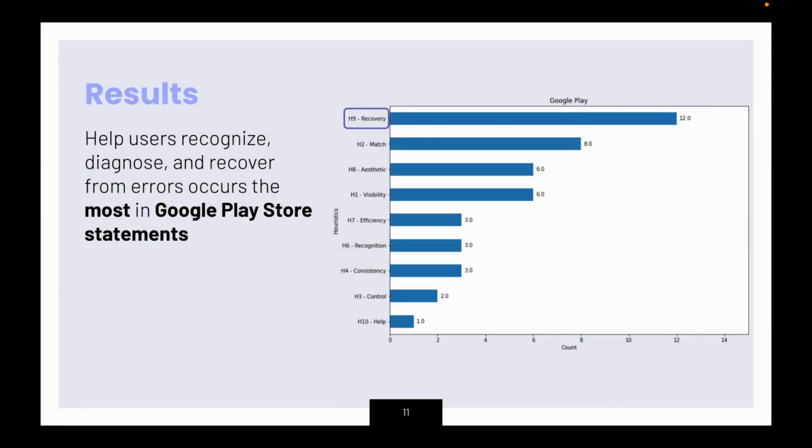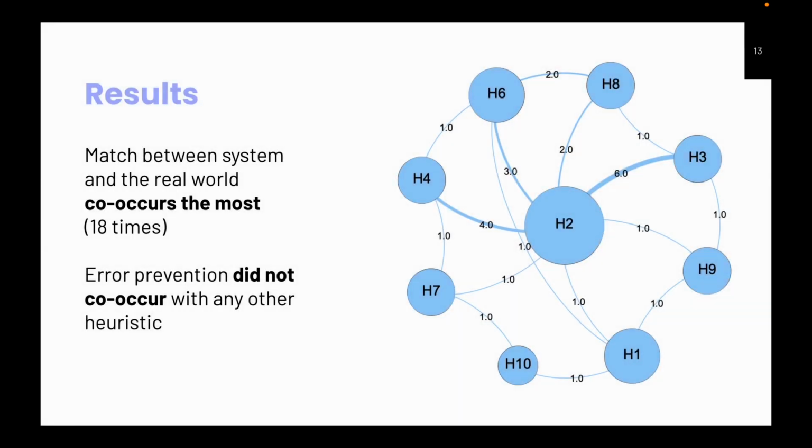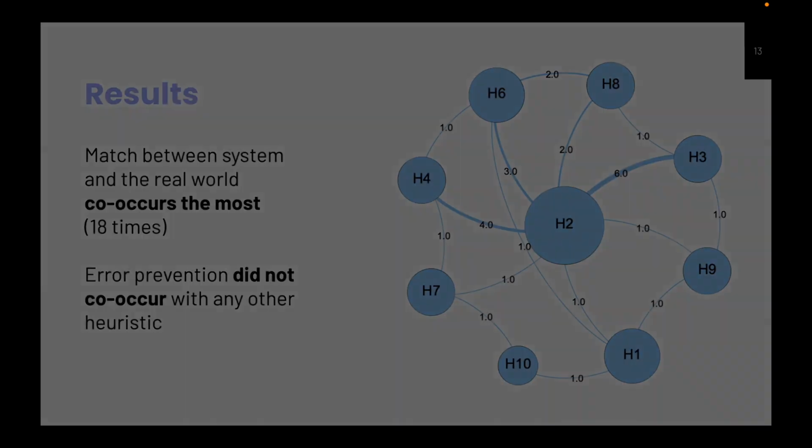Comparing the results between the online stores, we observed that the recovery heuristic occurs the most in Google Play Store statements. This finding is also observed in the Apple App Store statements. Regarding the co-occurrence between heuristics, match between system and the real world was the risk that co-occurs the most, whereas error prevention did not co-occur with any other heuristic.